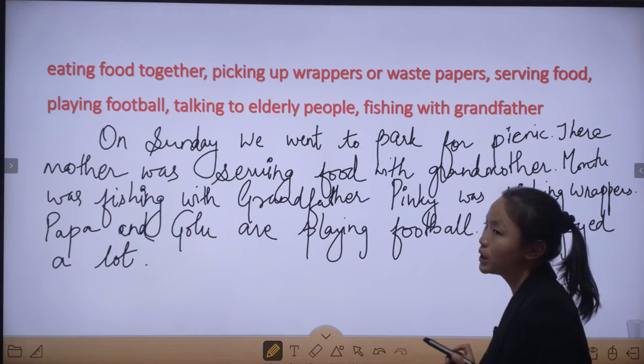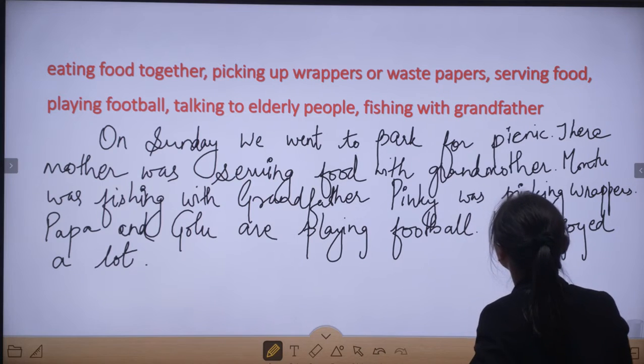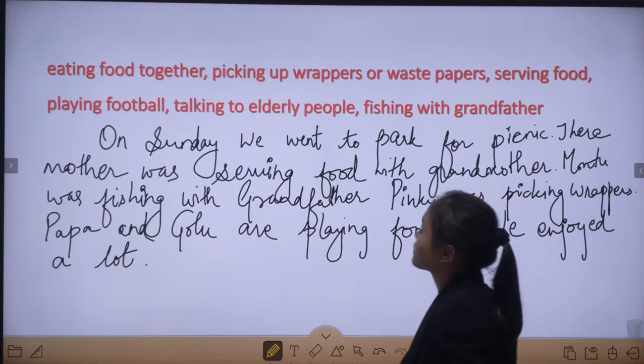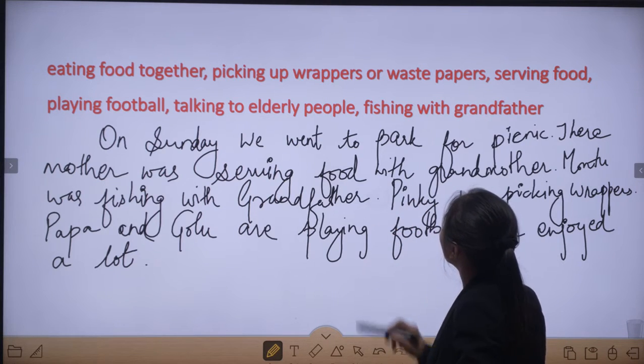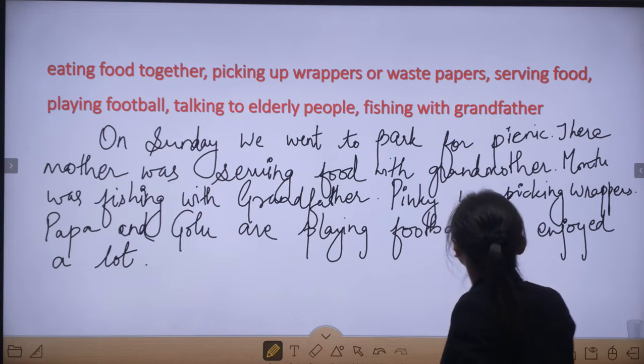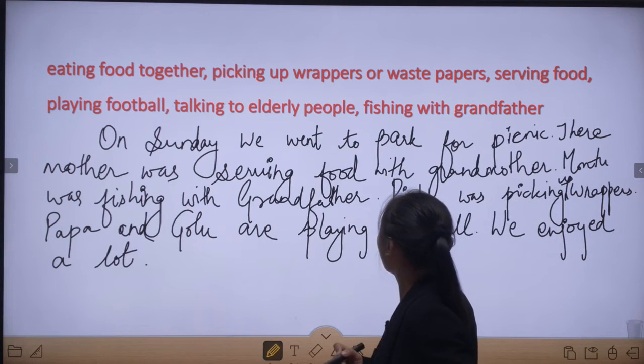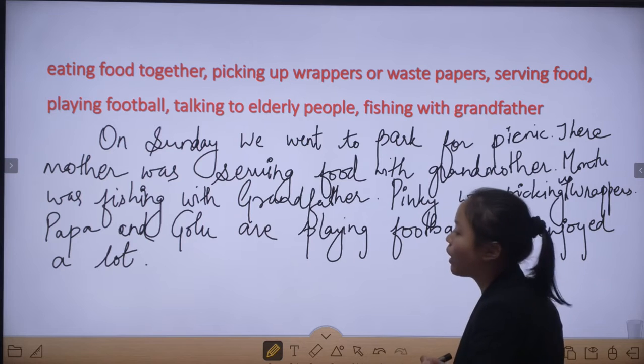Okay, it's simple. On Sunday we went to park for picnic. Their mother was serving food with grandmother. Montu was fishing with grandfather. Pinky was picking up wrappers, and Papa and Golu are playing football. We enjoyed a lot.